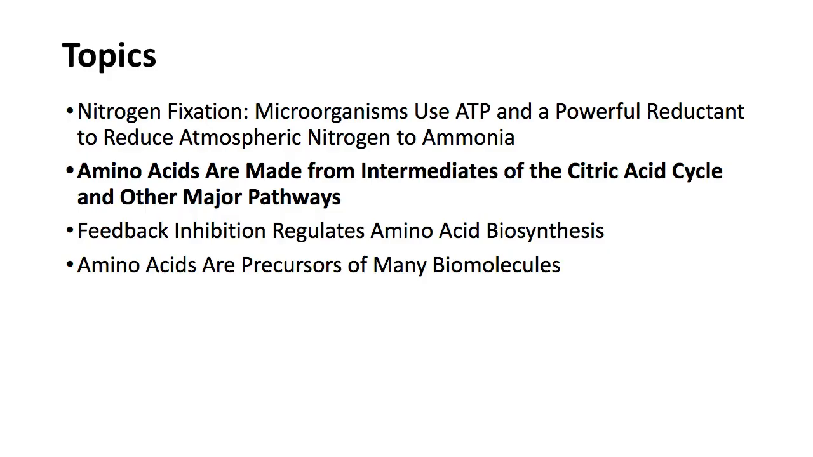Hello, class. So this is the second part of the series Biosynthesis of Amino Acids. And what we are talking about in this second part of the series is that amino acids are made from intermediates of the citric acid cycle and other major pathways.